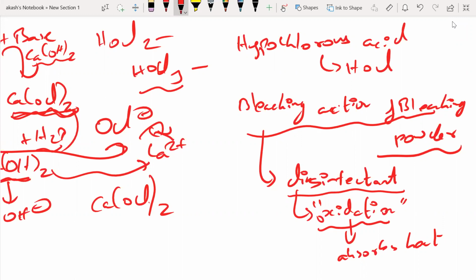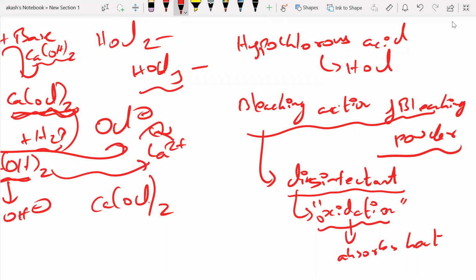Whatever comes to your mind from whatever I said, you can share. What comes to your mind when I say this? Bleaching powder as such is not involved in the bleaching action. It is something else which is involved. What could that something else be? Can you think of that?